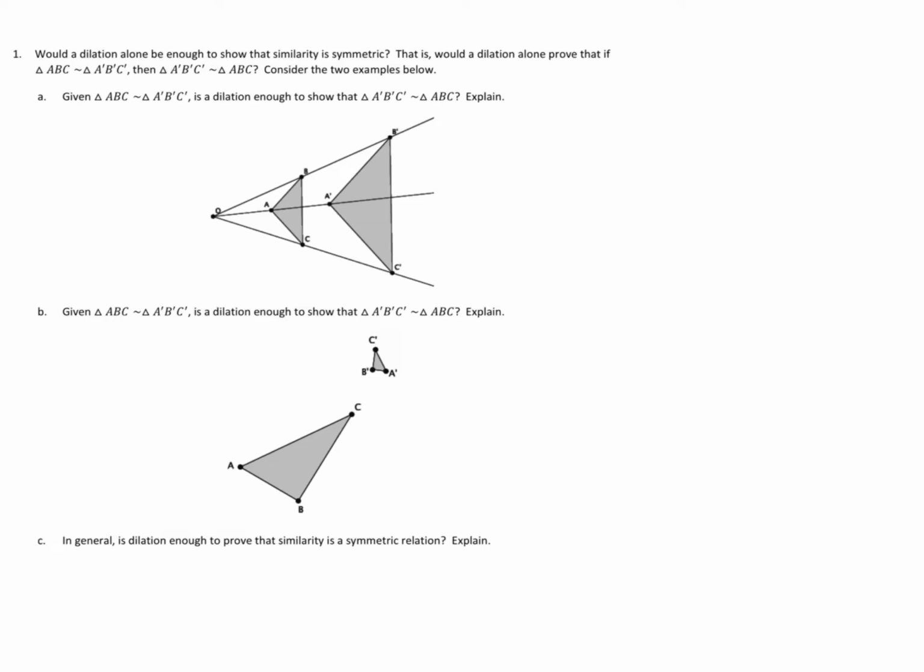Would a dilation alone be enough to show that similarity is symmetric, meaning that it can go either way? That is, would dilation alone prove that ABC is similar to A prime, B prime, C prime? Then A prime, B prime, C prime is similar to ABC. Consider the two examples below.